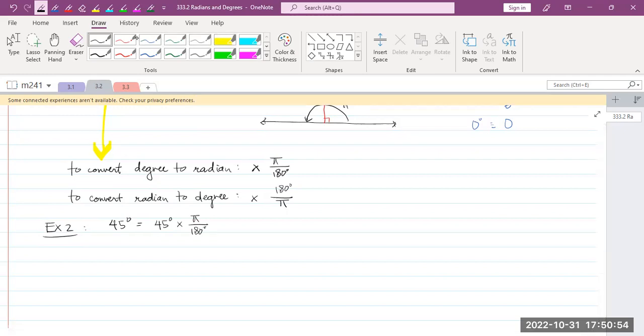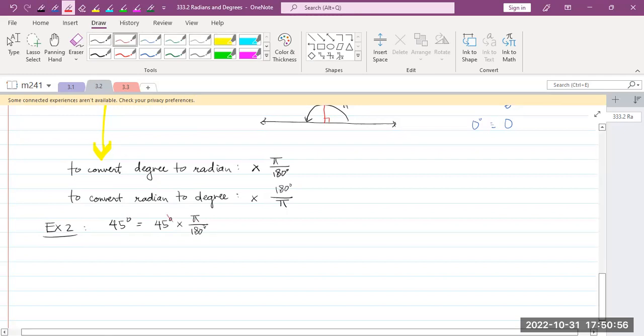Now you see the degrees cancel, right? And 45 is 1/4 of 180. 180 is 4 times 45. So I can cancel this further. This is 1, this is 4. So 45 degrees is equal to pi over 4.